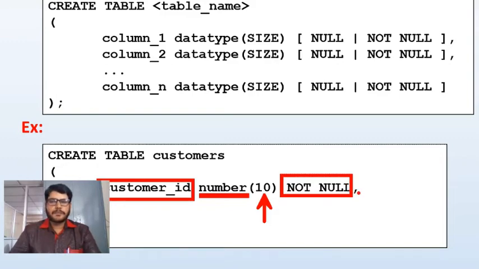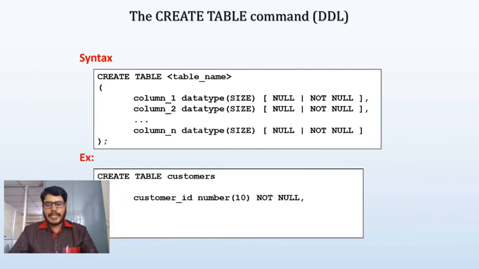And after this, I want to include one more column definition. That's why I am using a comma here. As you can see here, I am using a comma at last because I want to specify one more column definition according to the syntax. So the next column I want to define is customer name.